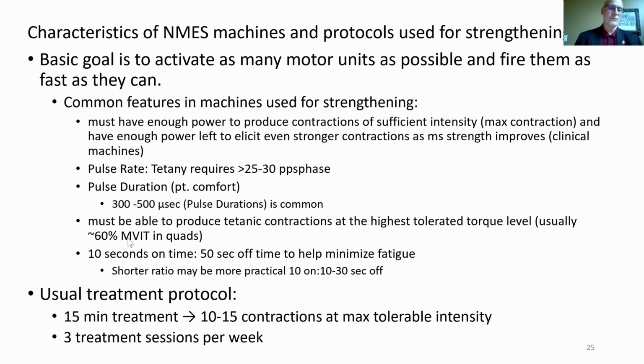All right, so it should be at their comfort. And generally what's recommended is, there's not literature on every muscle in the body, so people have tested the quads, but you need at least around 60% of their maximal volitional isometric torque. So of their isometric contraction, you need to be using at least 60% to get some strength changes. And then you want to minimize fatigue.